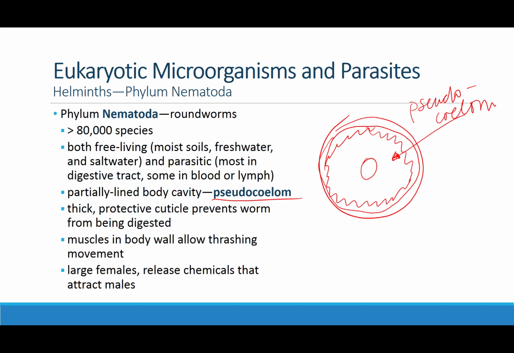The females, especially among the parasitic ones, tend to be larger, and they produce chemicals that help to attract males to them, and then they can mate there in the digestive tract, and then the females go crazy, producing tons and tons of eggs that wind up being shed with feces.